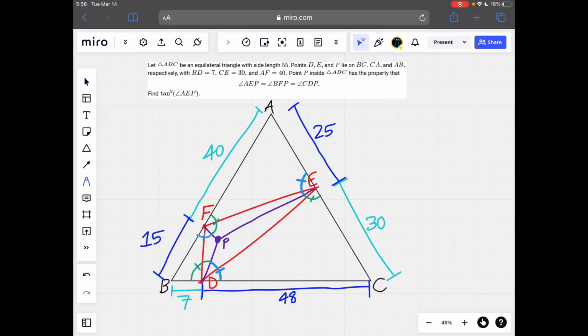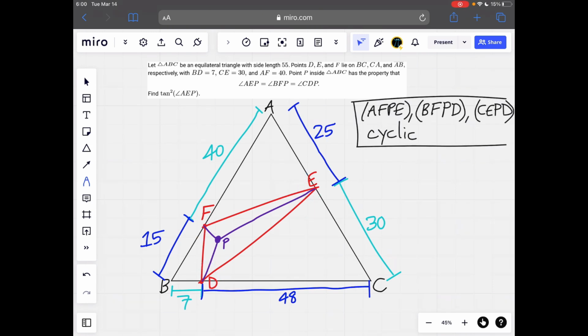Notice I've marked an additional set of angles in green, which are 180 minus the angles I marked in blue earlier. A blue angle and a green angle form the opposite angles of each of the three quadrilaterals AFPE, BFPD, and CEPD, meaning that all three of those quadrilaterals are cyclic. Let's learn more about triangle DEF first.